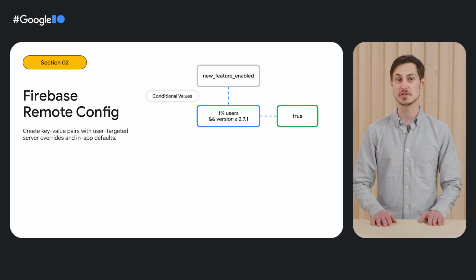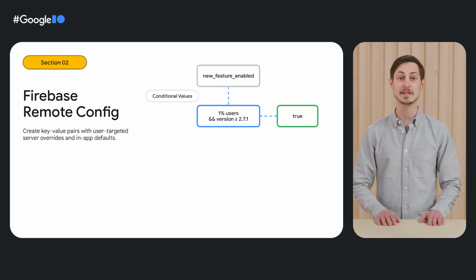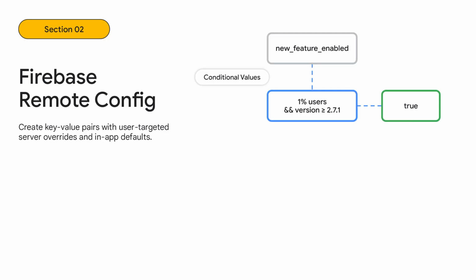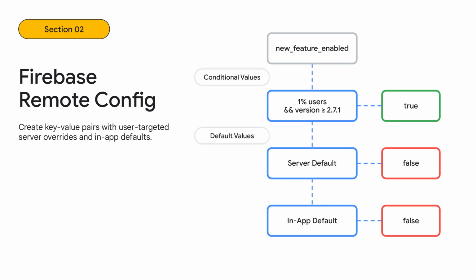In Remote Config terms, these differences are evaluated based on conditions. For example, you could use a platform condition to give Android users a green Android icon, or use a new users condition to give those users a special welcome message. For this feature flag, you'd use a random percentage condition and an app version condition to enable the feature for 1% of users who are on version 2.7.1 or greater, since that's the first version where your feature is ready to ship. For everyone else, new feature enabled has a default value of false.